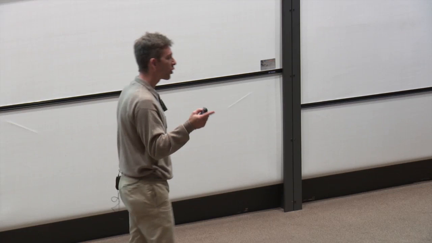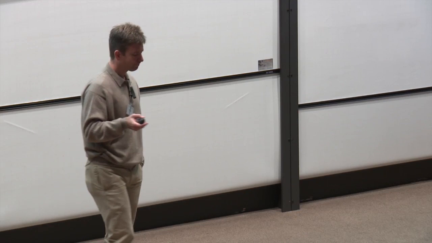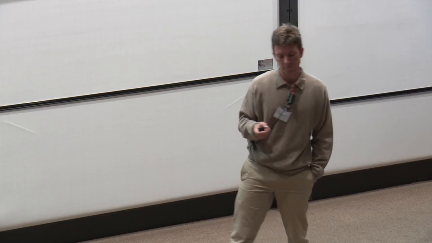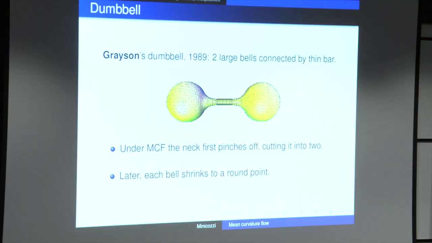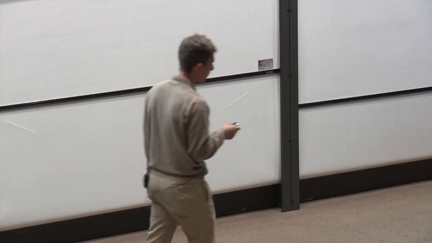Okay, so another example. Grayson, with the theorem I alluded to for curves, showed that this sort of extinction at a point was the only thing that happened for simple closed curves in the plane. If you have embedded closed surfaces in R3, then other things can happen. You don't just get this extinction at a point. We saw one example with the dumbbell. Here's a second example. This is a dumbbell.